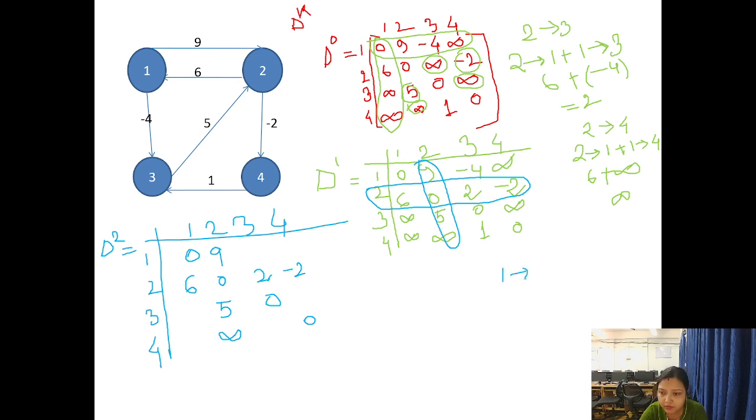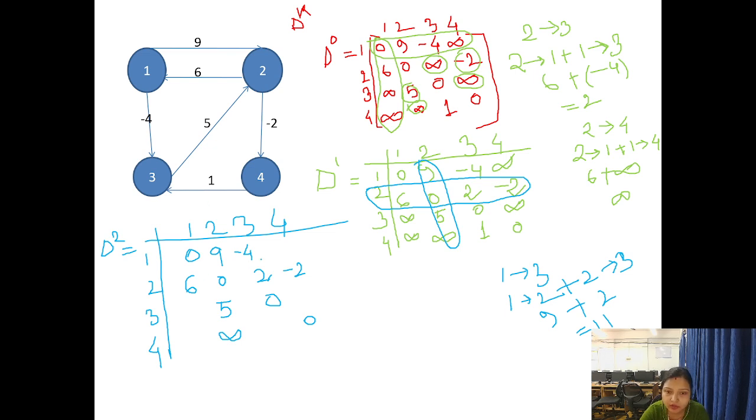So distance using 2, that means 1 to 3 will be 1 to 2 plus 2 to 3. So what is the value of 1 to 2? The value of 1 to 2 is 9, and 2 to 3 is 2. So 9 plus 2 is 11. And what was the value of 1 to 3? It was minus 4. So minus 4 is minimum compared to 11. So we will keep minus 4 only.